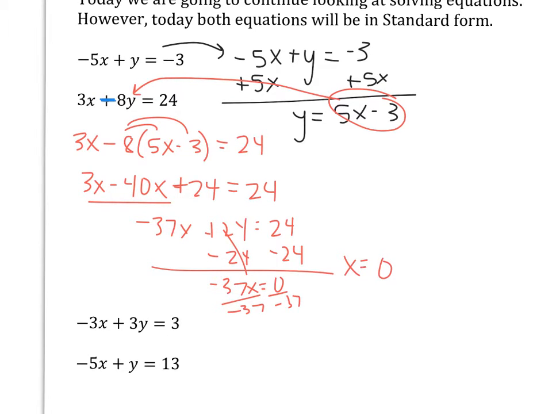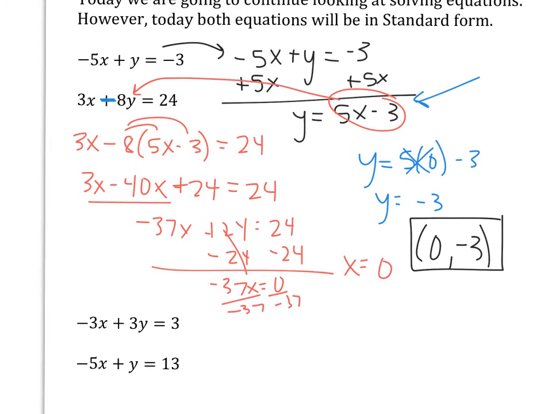So now I'll take that value of 0 for x and substitute it back into either equation that looks easier to solve for y. And I'm going to go ahead and substitute it in the new equation that I rewrote earlier. So y equals 5 times 0 minus 3. 5 times 0 is 0. So y equals negative 3. So my final answer would be 0, negative 3, written as an ordered pair.